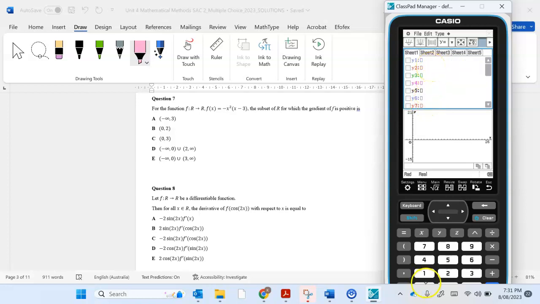All right, so negative x squared times x minus 3. And then just, can we get, I'll just tick that. All right, so we want the gradient to be positive. So I can see the gradient is positive between our two turning points in this center part here. So all I need to know is those turning points. I can kind of see off the graph that it's going to be from 0 to something.